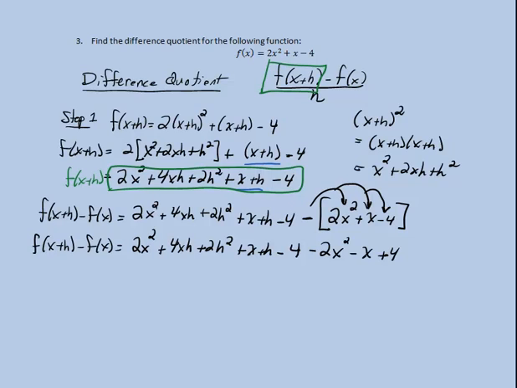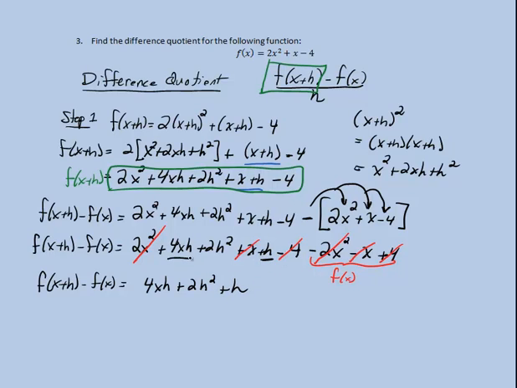Notice when we do that, the 2x squared cancels with the negative 2x squared, the positive x cancels with the negative x, and the negative 4 cancels with the positive 4. When you see your original function has been canceled out completely, you know that you're on the right track. That's your first hint that you've done this problem correctly, or you're in the process of doing it correctly. So now we can simplify f of x plus h minus f of x. We have 4xh plus 2h squared, and we still have this positive h over here.